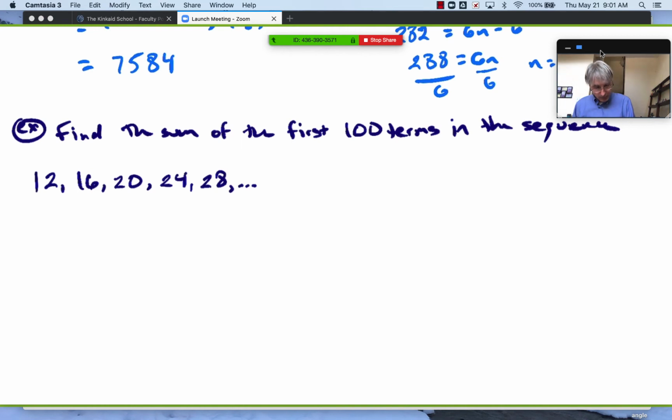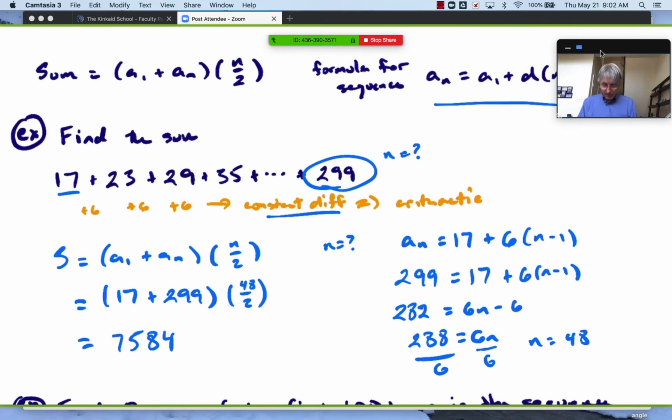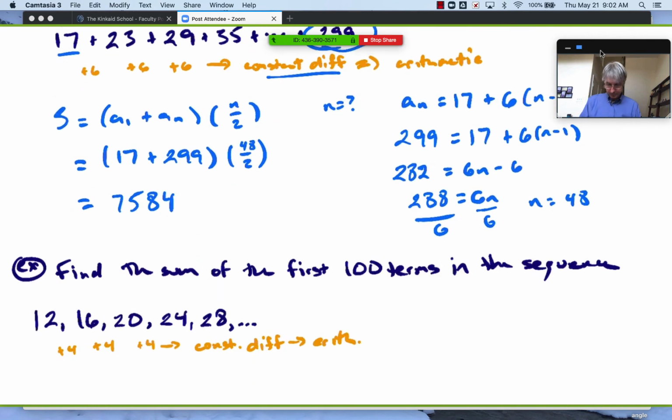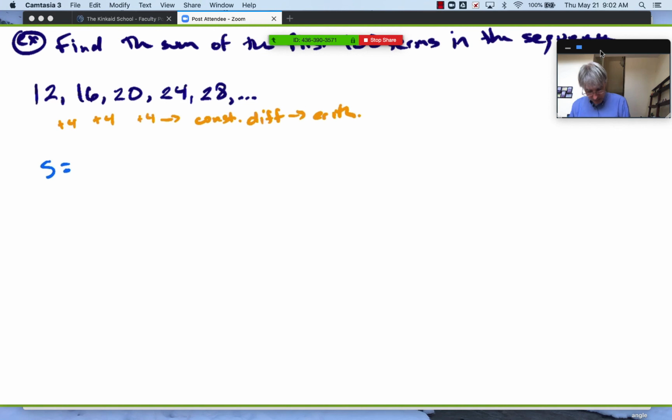well, the first piece of recognition is that for this sequence, the pattern is 12 to 16 is plus 4, 16 to 20 is plus 4, plus 4. So again, constant difference, so arithmetic. I'm then going to recognize that I'm using this same sum formula. And so the sum will be the first term plus the last term times the number of terms over 2.